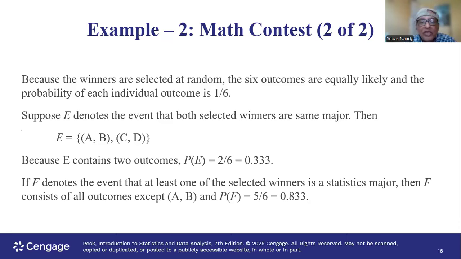If F denotes the event that at least one of the selected winners is a statistic major, then F consists of all outcomes except A, B. Why except A, B? Because in A, B, A and B are both math majors.